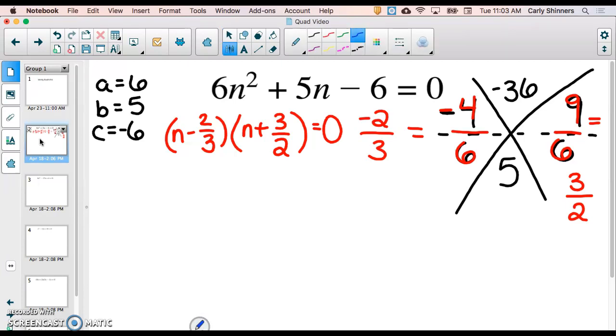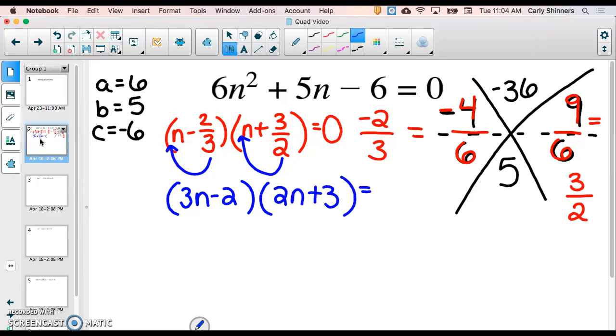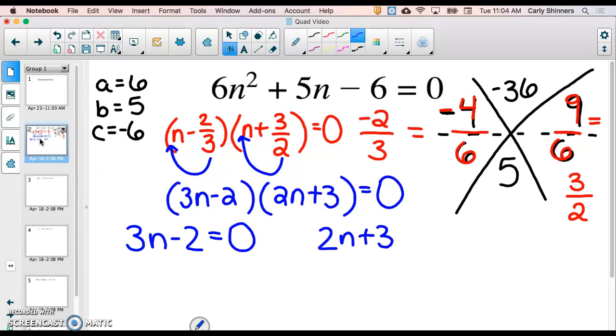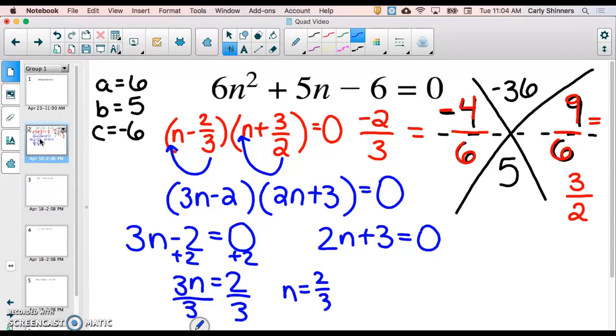And now I slide it forward, slide the denominator. And now I'm ready to use the zero product property, which tells me if I have two things being multiplied and the product is 0, one of those factors has to be 0. So let's solve this for n. So I added 2 to both sides, and I get my first x-intercept to be 2/3.